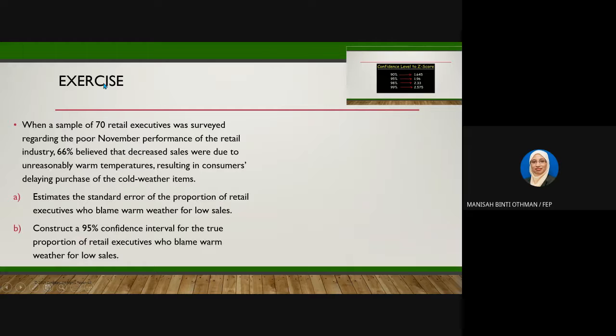Okay, so this is an example. Maybe you can try to do it yourself. I give you about 5 to 10 minutes to highlight the information and then try to get the standard error of the proportion and then construct the interval, based on what you understand. Then we will discuss after this.